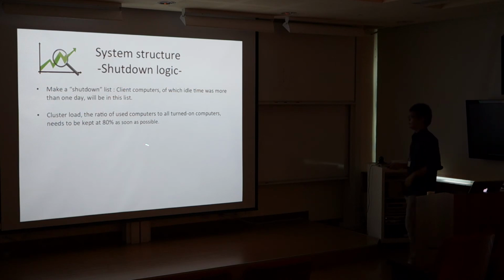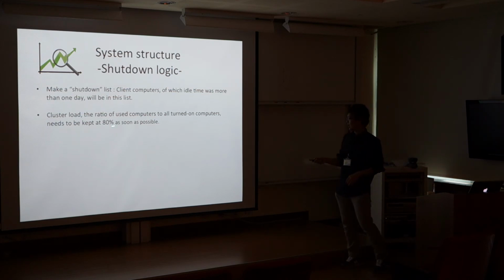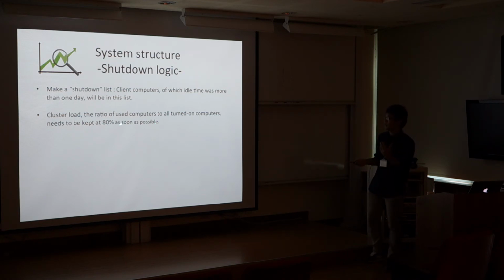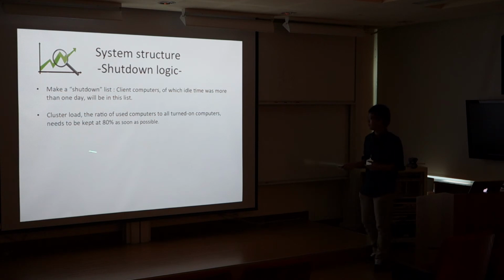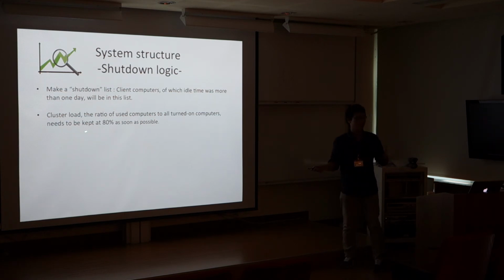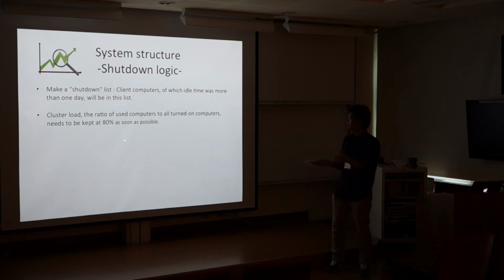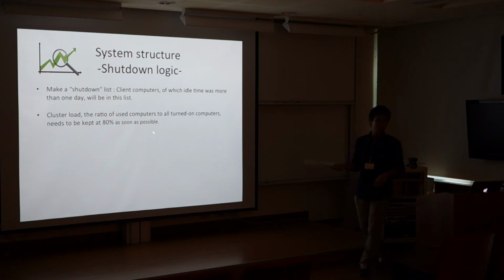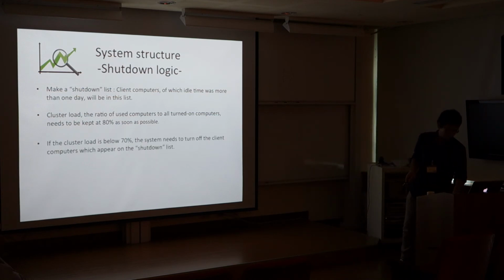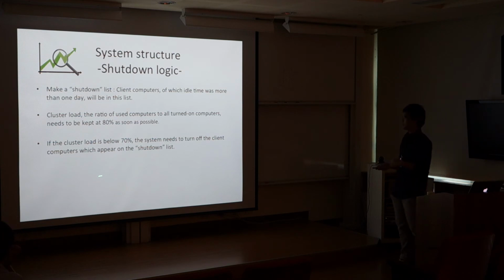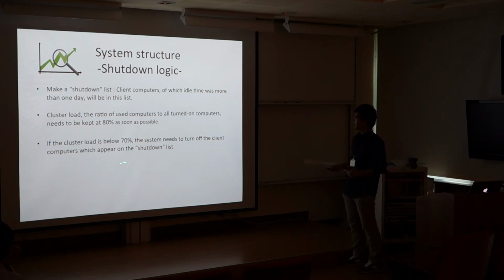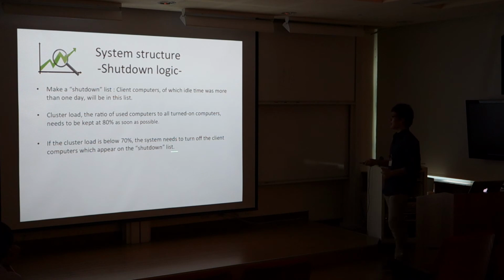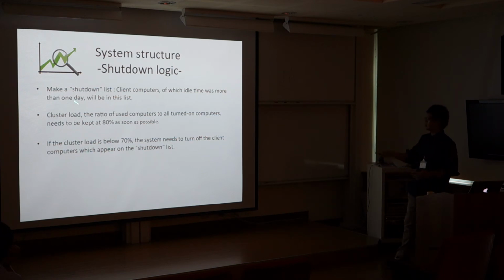The cast load needs to be kept at 80% as much as possible. What's cast load? It's the ratio of used computers to all turned-on computers. Take an example. If today I turn on 100 computers and 50 of the computers were used, our cast load is 50%. And if the cast load is below 70%, the system needs to turn off the client computers which appear on the shutdown list.